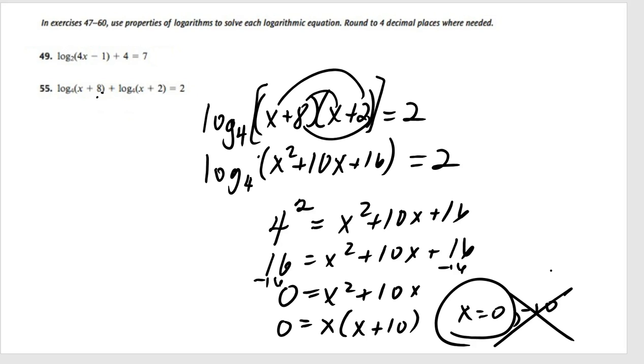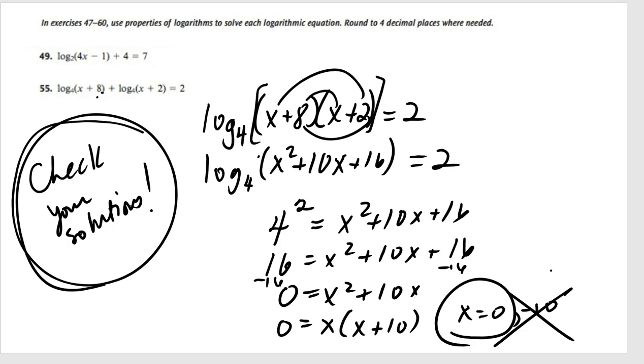So be sure on these to check your solutions. It's not a matter of being goody two-shoes. It's a matter of sometimes you're going to find that you've created a solution that's not in the domain.